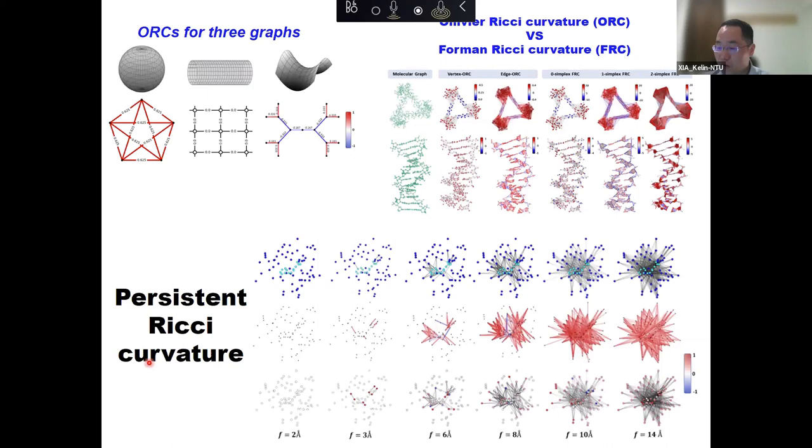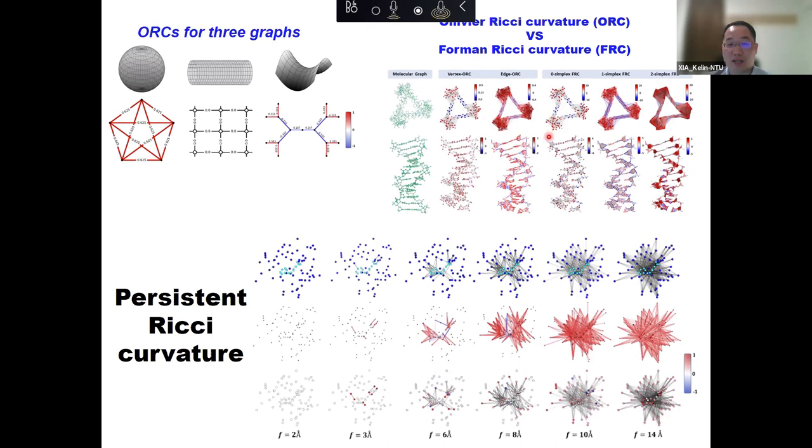Another model that we played with is Ricci curvature. Again, Ricci curvature is a fundamental property for characterizing the geometry information, right? It's an important tool in differential geometry. Recently, two discrete Ricci curvature models have been proposed. One is called Ollivier Ricci curvature, one is Forman Ricci curvature. And they can be used to characterize the geometric information of a graph or some simplicial complex.